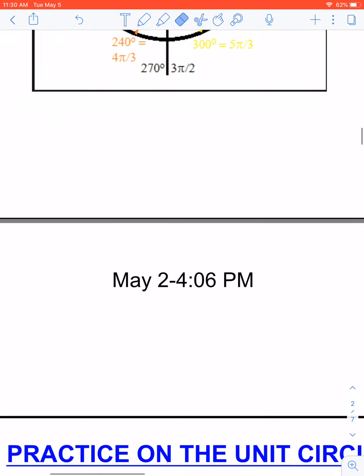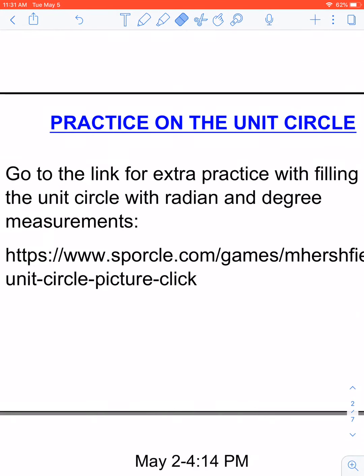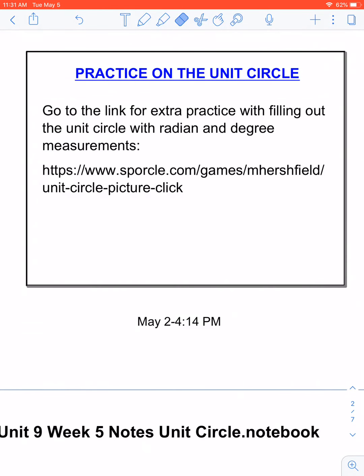To help you with that, because again, the unit circle is so important, I have extra practice. What I suggest you do is you log on to this website right here and get extra practice finding degrees and radian measurements on the unit circle. If you have any questions, please log on to Zoom. Again, the more practice you can get by filling in a blank unit circle, the better.